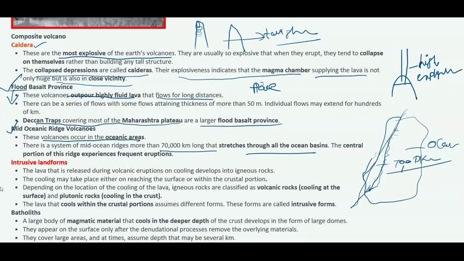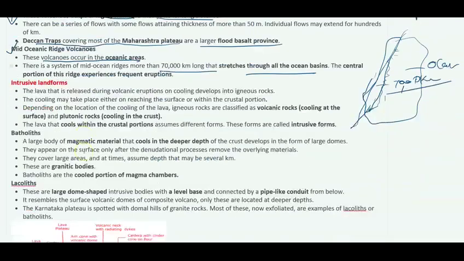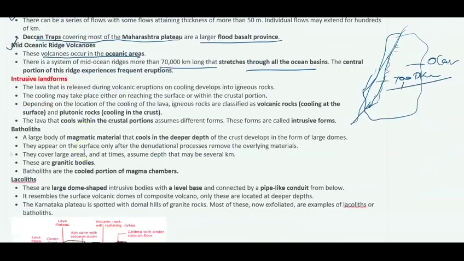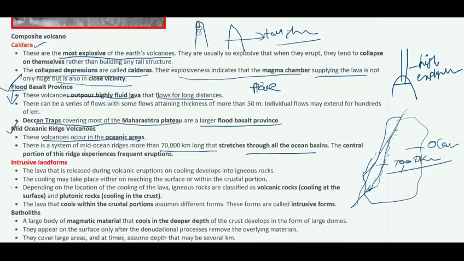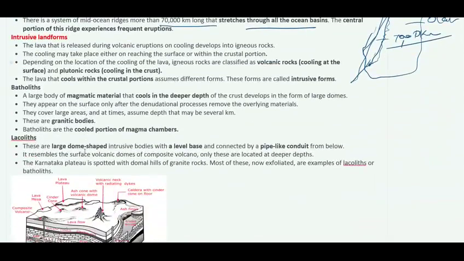Okay. Next, let's discuss the landforms formed by volcanoes inside the earth's surface and on the outer earth's surface. So far, what we discussed is the outside surface. Let's discuss the inside, intrusive landforms. That's why you call it the inside. Intrusive means inside of the earth's surface.